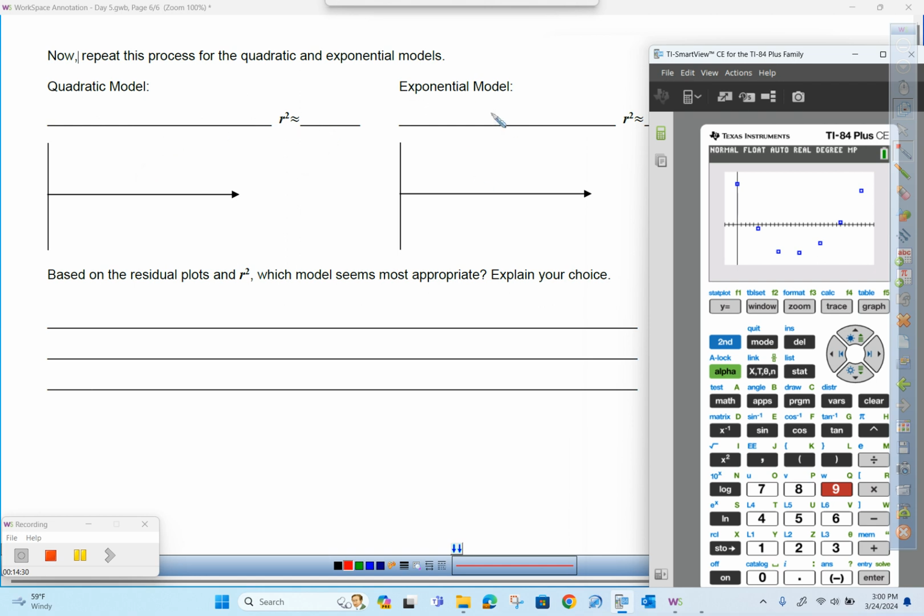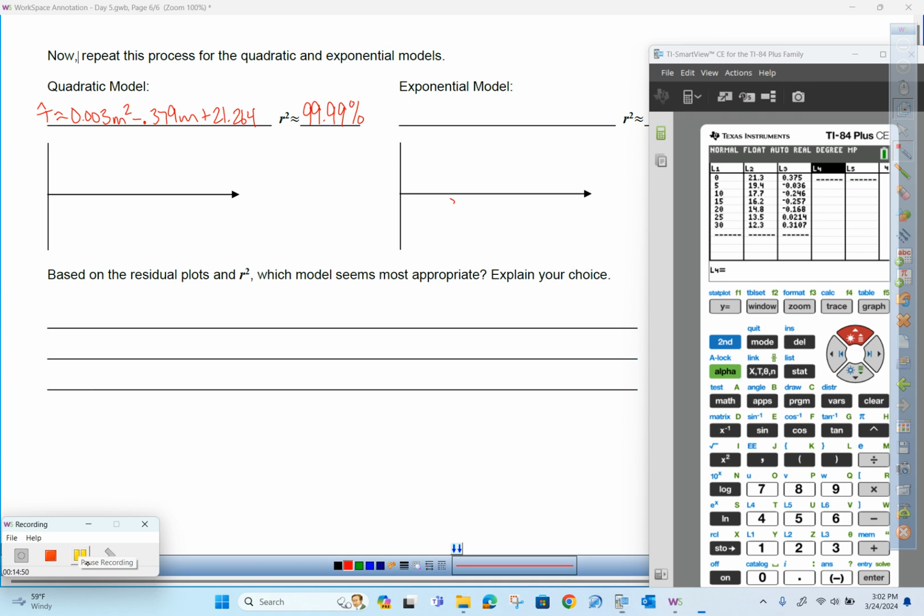And I do not want you to do the exponential until after this, because remember with our steps here, we're going to have to make sure that we graph it before we move on to the next one. Okay, so pause the video and take care of that. Okay, so here's the model. Hopefully you remember to use T and M, and the R squared was 99.99.